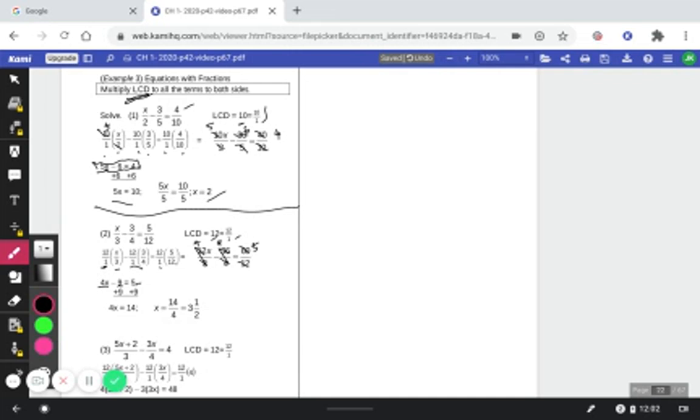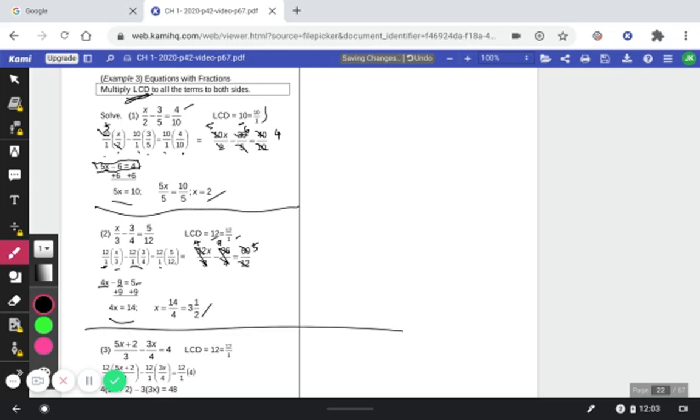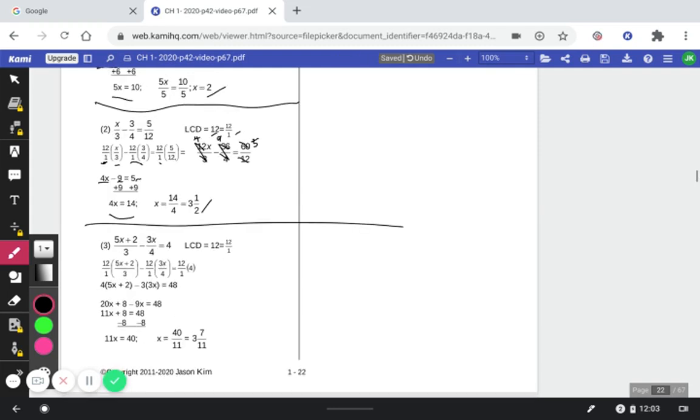And now you solve this by adding 9 on both sides. So 4x becomes 14. And then you divide both sides by 4. So x becomes 14 divided by 4, which is 3.5. Any question on this? No? Okay, great. So it's just converting the fractional equation to a normal equation by multiplying by the LCD.